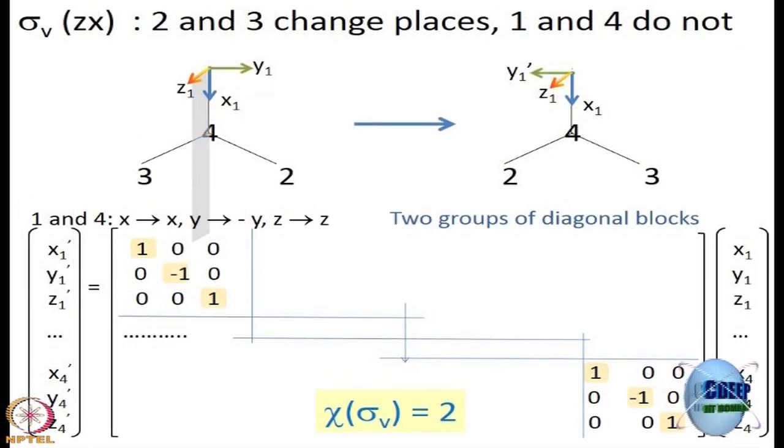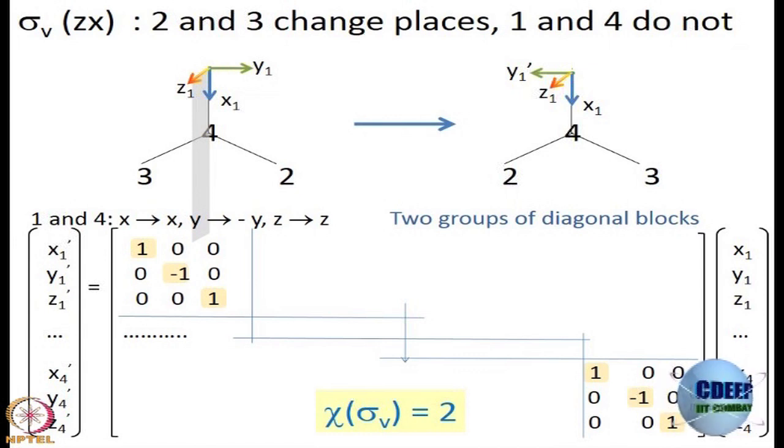Sigma v is zx, right? Sigma v is zx. Of course, I could have taken this one, but it is more convenient if I take this. So, I will take this. Sigma v is zx. So, what will happen to x? First of all, when I apply sigma v, which atoms remain in their place, which atoms move from their place? Again 2 and 4 interchange places, so they do not matter anymore. 1 and 4 will only matter, and they will make identical contributions.